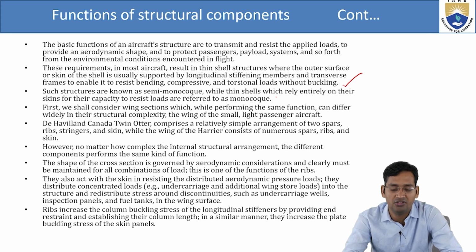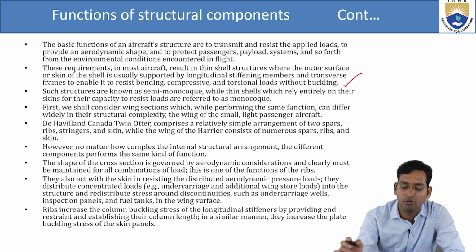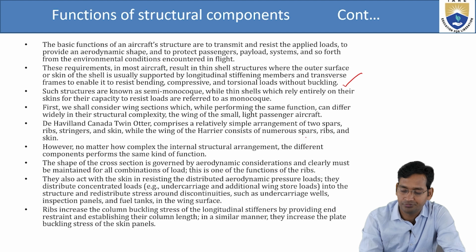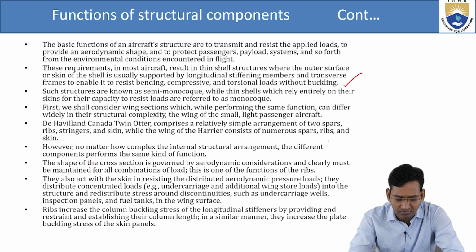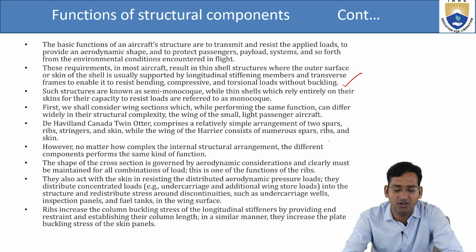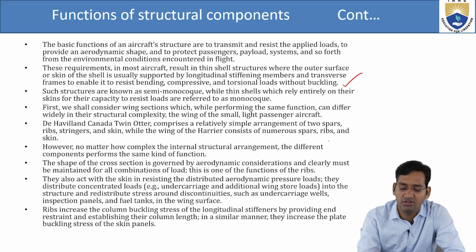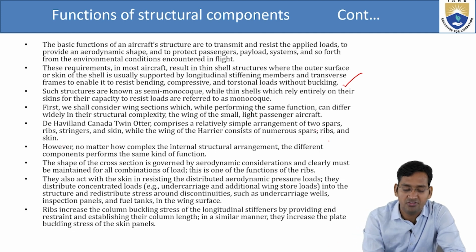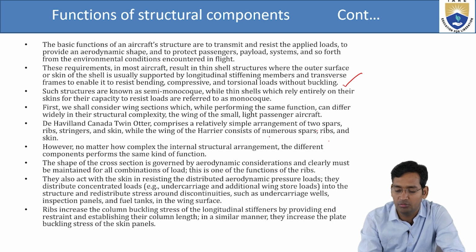First, we shall consider wing sections, which, while performing the same function, can differ widely in their structural complexity. The wing of a small light passenger aircraft, though they can carry only one or two people, is bigger than that one. The de Havilland Canada Twin Otter comprises a relatively simple arrangement of two spars, ribs, stringers and skin, while the wings of the larger aircraft consist of numerous spars, ribs and skin.